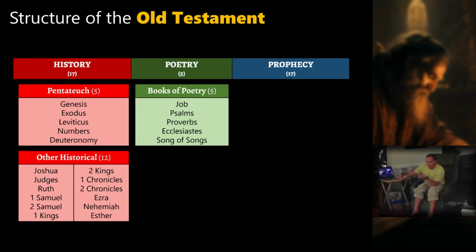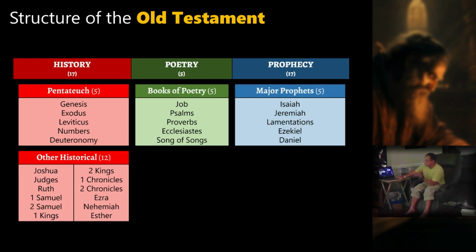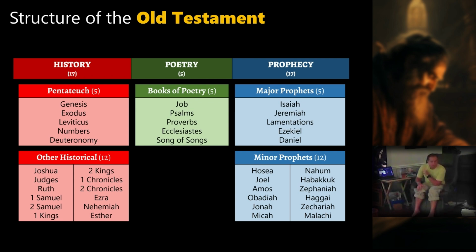And then our Old Testaments end with the books of prophecy. You have the 5 major prophets followed by the 12 minor prophets, right? The 5 major prophets would be Isaiah, Jeremiah, Lamentations, Ezekiel, and Daniel. And whenever we call them major prophets, we're not calling them major because they're more important. We're calling them major because they're longer, right? That's primarily true for Isaiah, Jeremiah, and Ezekiel.